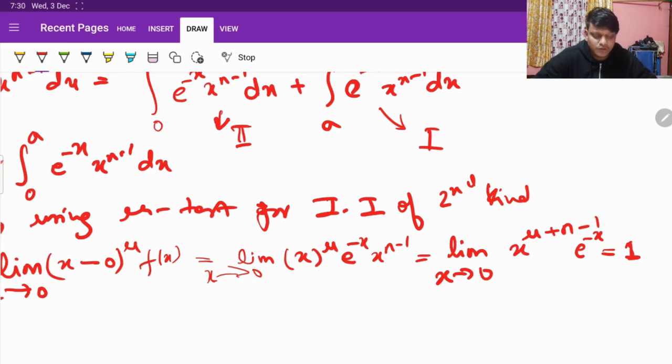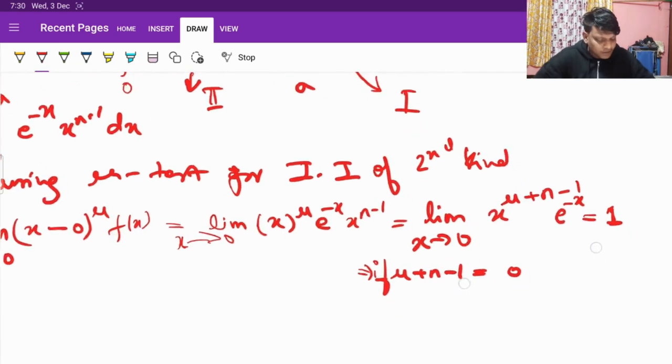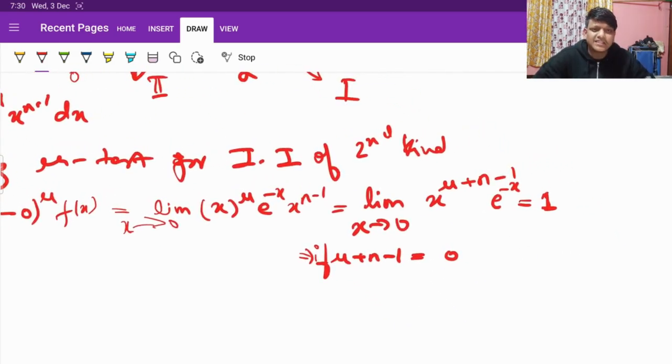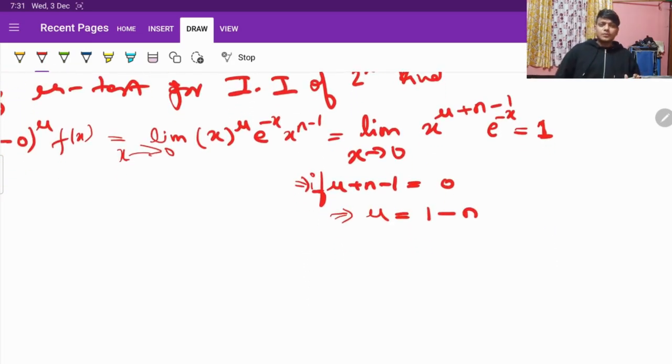So what we are going to do is make mu plus n minus 1 equal to 0, which is only possible if the power of x is 0. In that case the limit is going to be 1. We could have taken 0 also, it is not a problem because the value has to be finite, but then we could not have known the value of mu and n, so it is necessary to take the limit value to be 1. Then the value of mu will be 1 minus n.